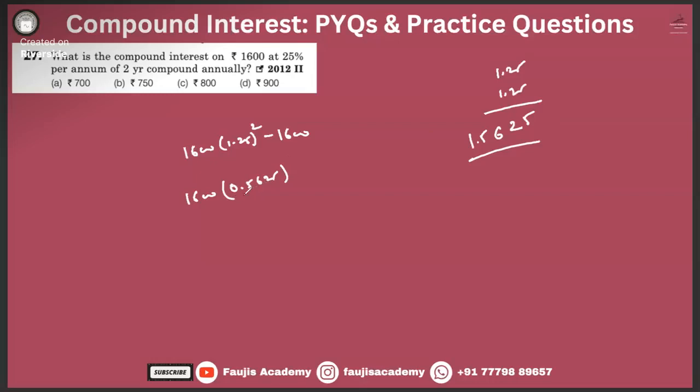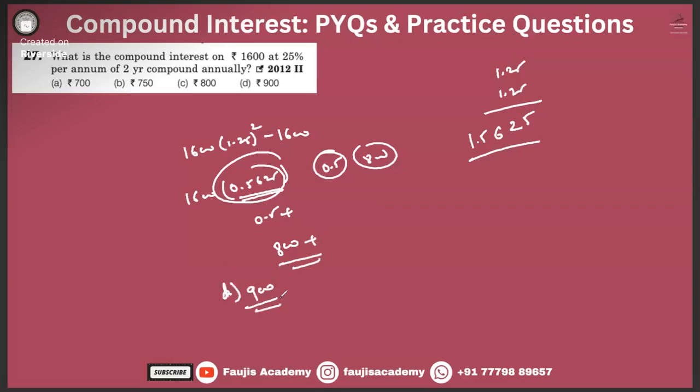Right. And it is more than 0.56. Had it been 0.5, the answer would have been 800, right? But this number is more than 0.5. So obviously your answer will be more than 800. Can we conclude that the answer is what? 900. Okay, we don't need to calculate. This is where approximation will come in handy, and it will improve your speed of solving mathematical questions.